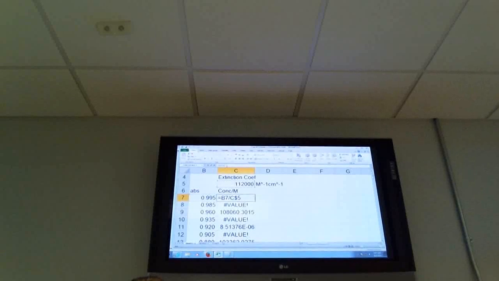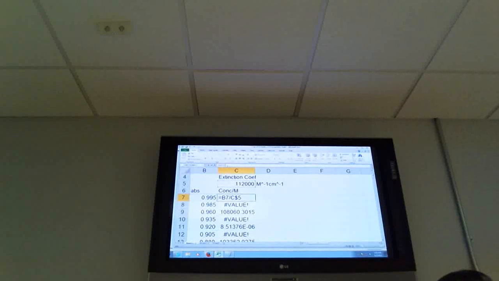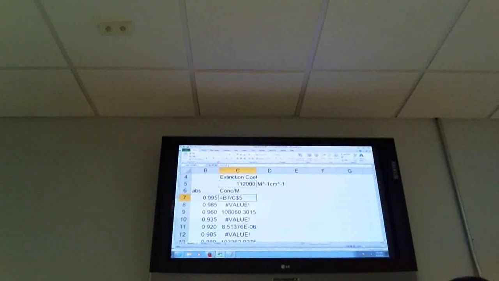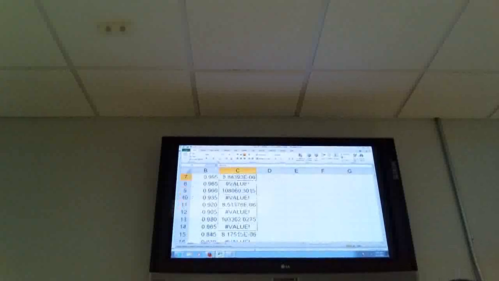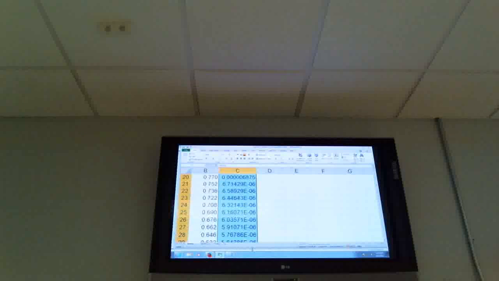If you don't want C to change, you put a $ in front of C and a $ in front of 5. But C is not going to change because we're sticking in this column. Sometimes we put $ in front of both the letter for the column and the number for the row. All right, so when I enter this, I get the same number here, and now when I copy and paste this down, it works here. Now I get numbers here.